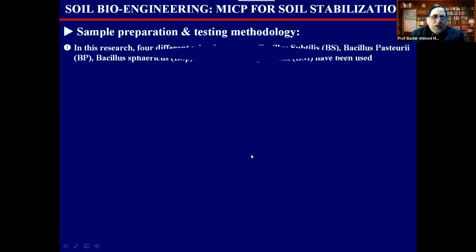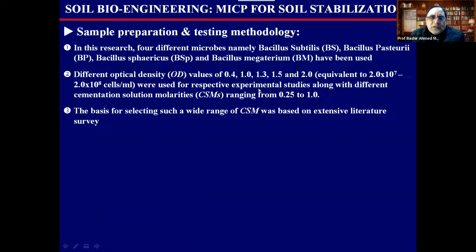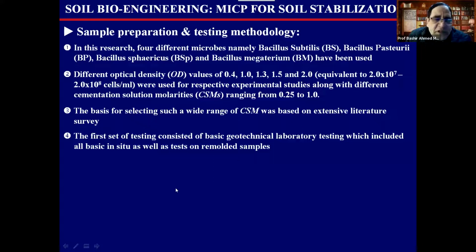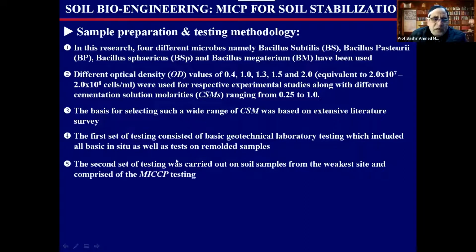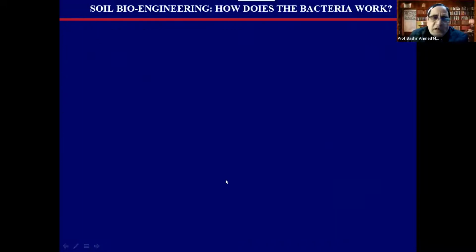And what we have done actually, how we have prepared here, different optical density values, 0.4 to 0.2, equivalent to 2 into 10⁷ cells per milliliter were used for the respective, and this cementation solution was prepared. The basis was chosen through extensive literature survey. First set was prepared in the laboratory, which included all basic in situ tests and remolded tests. Second test was on MICP. The bioaugmentation approach was used for the research, in which soil was mixed with these microbes, bacteria cultured in our laboratory. And UCS test, shear strength density test, California bearing and permeability tests were conducted.